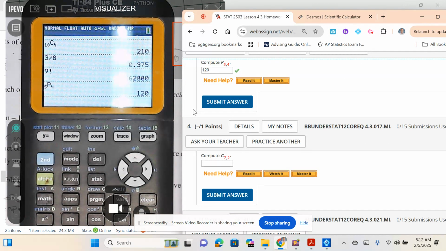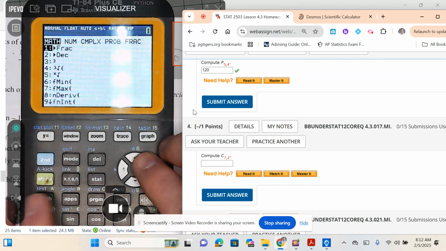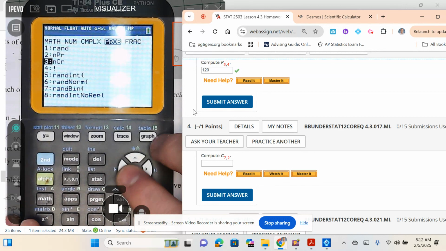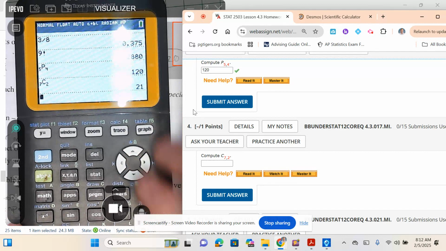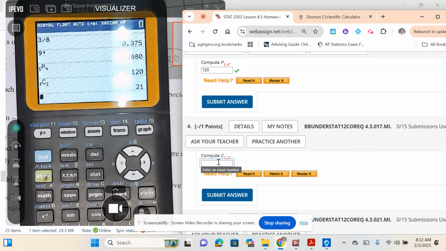Now the combination C(7,2). So you go to math, PROB, nCr, 7, 2. So 21. So that's a combination to select. I have 7 items. How can I select 2 of them? How many combinations of 2 can I select out of 7?